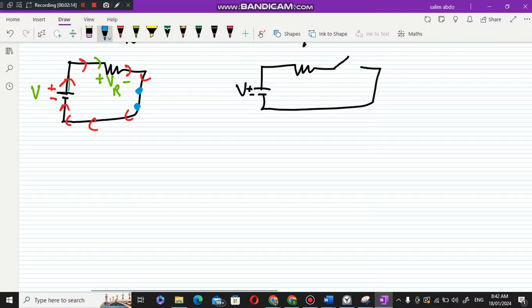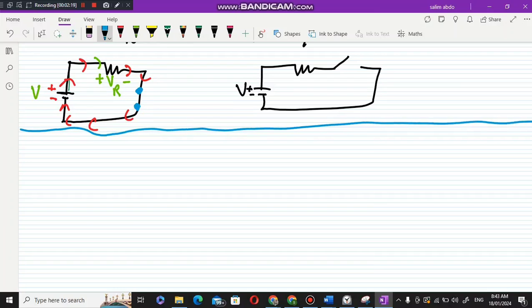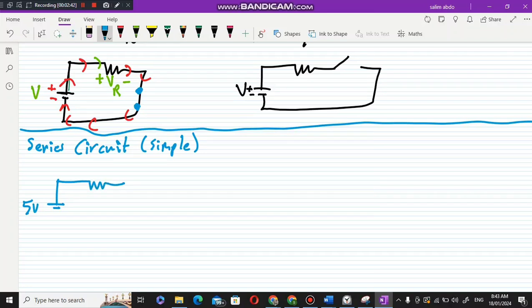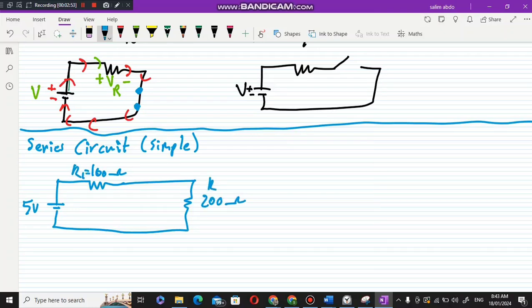Okay. Then we have what we call the series and the parallel circuits. Let's start with the series circuit. This is a simple series circuit, which means that we have a battery with resistors. We can have series connections without a battery, which we will talk about in the next lesson. Let's say that we have a 5 volts battery and two resistors. This is 100 ohms, and this is 200 ohms. Let's call this R1 and this R2.